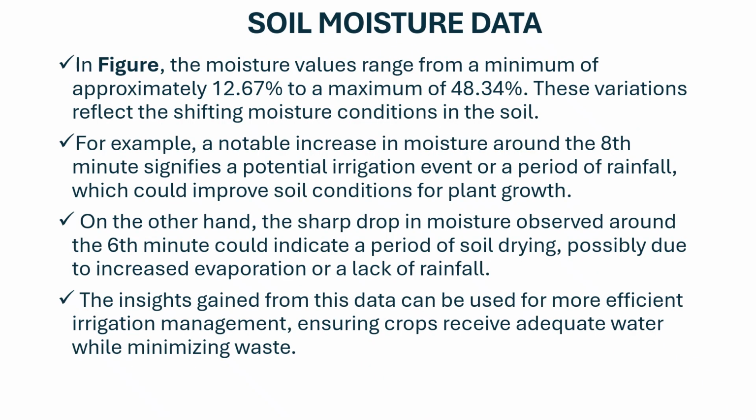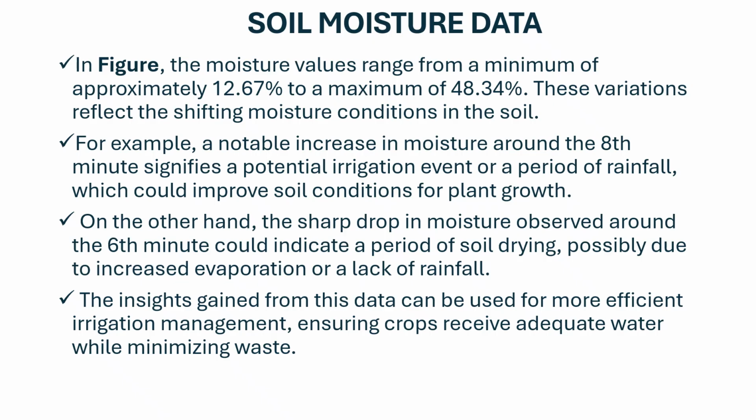Coming to the explanation of the previous soil moisture data, we have soil moisture simulation values ranging between 12.67% to a maximum of only 48.34%. What do these values represent? You have to consider these values for simulation. These values represent the moisture changes. That means it can go up to a high level or it can go down to a lower level. Minimum value is 12.67% to a maximum of 48.34%.